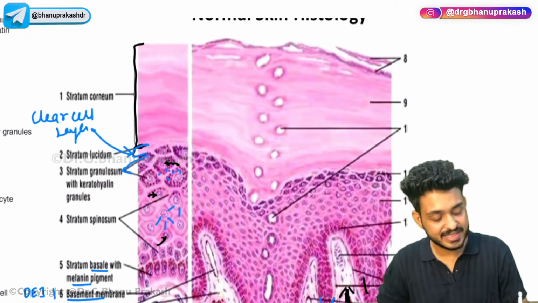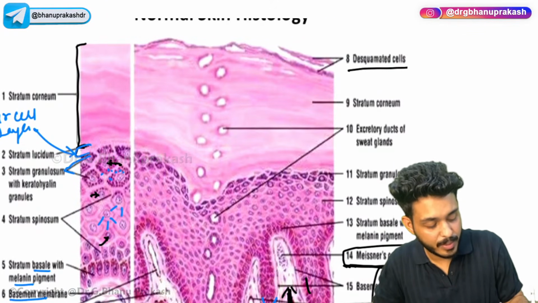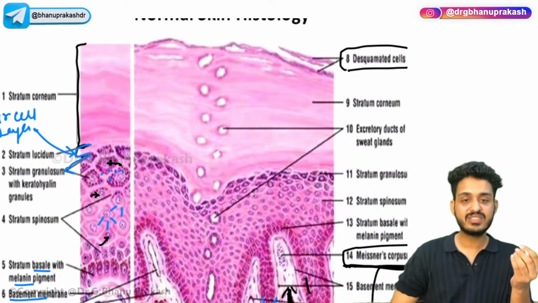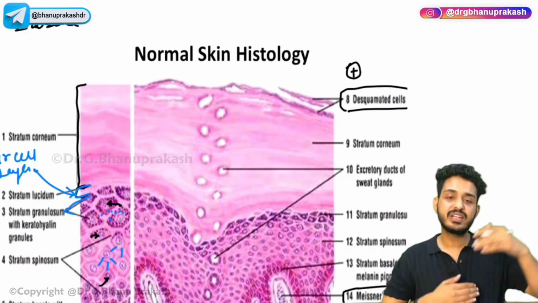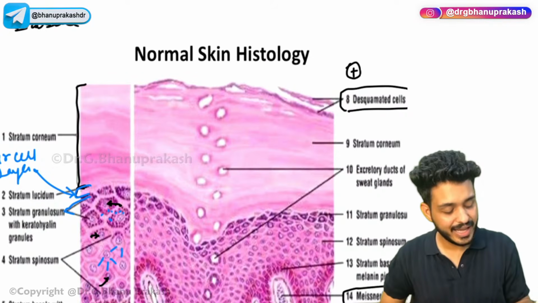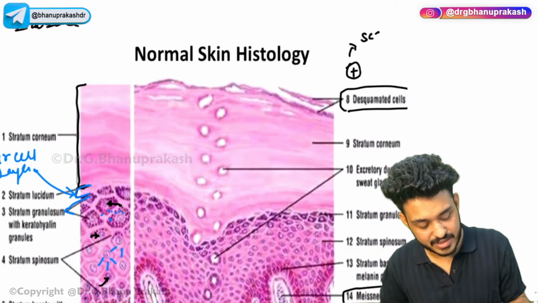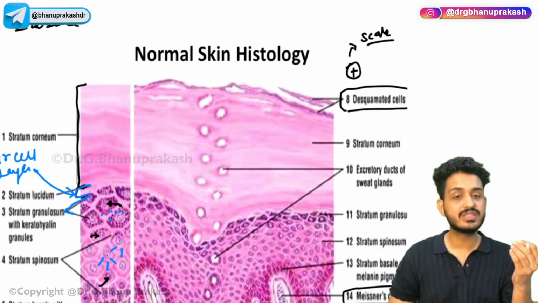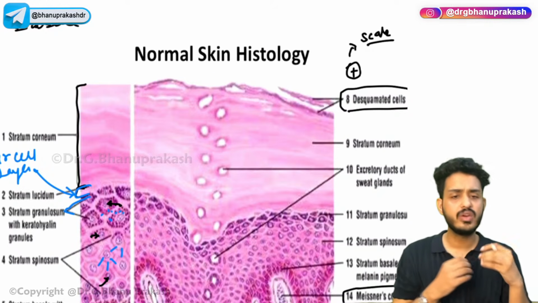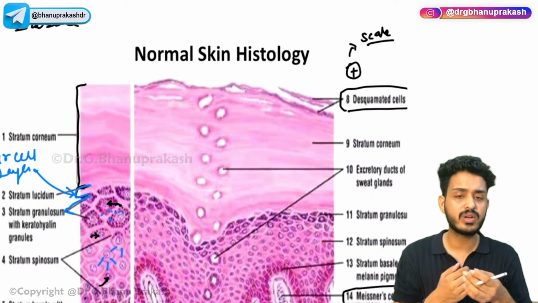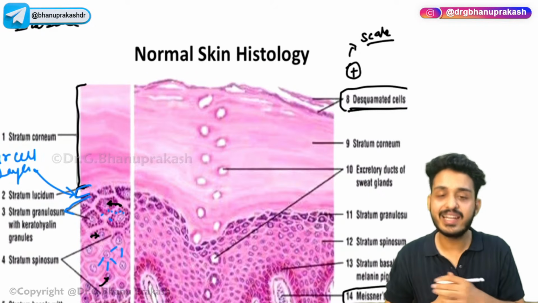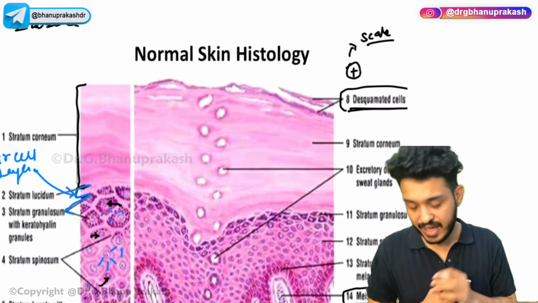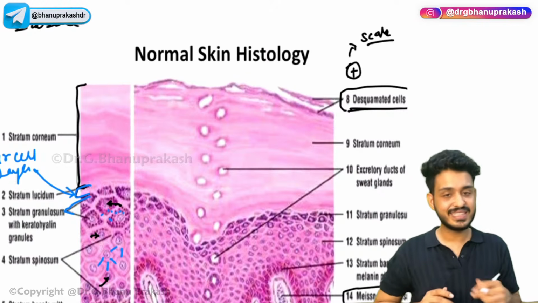Apart from that, please remember these desquamated cells. These desquamated cells are present here. Basically, the stratum corneum is shedding off here, and these cells are making scales. So whenever we will be studying about all the scales, like silver white scales, bran-like scale, rice powder scale, any kind of scaling we will be discussing, they are basically desquamated cells. So at that time I would be asking you what these desquamated cells are.